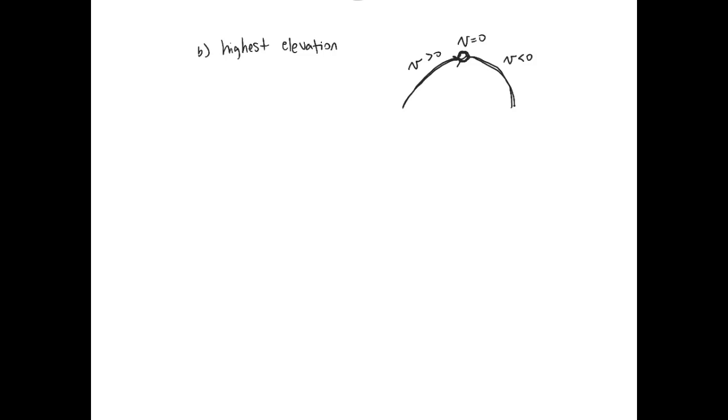Now very conveniently, we have an equation for velocity. We know that velocity is equal to 10 minus 9.81 t. We're looking for when velocity is 0, so 0 is equal to 10 minus 9.81 t. And then we can solve for time. Time is equal to 1.02 seconds at max height.